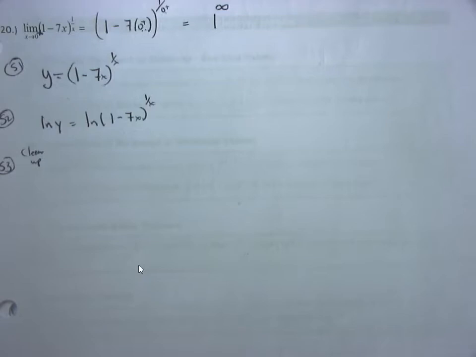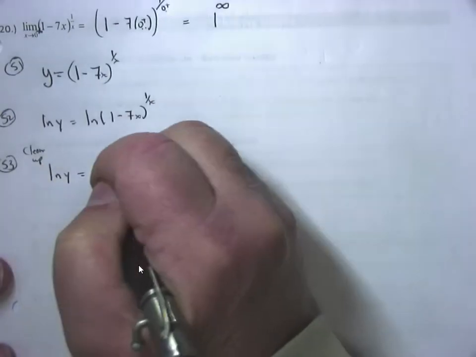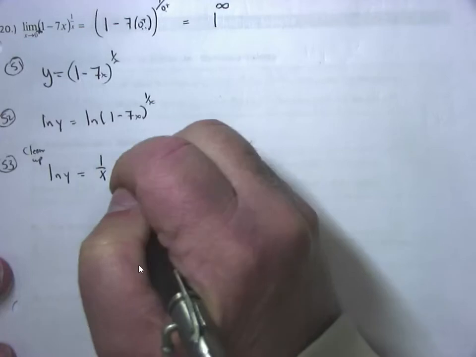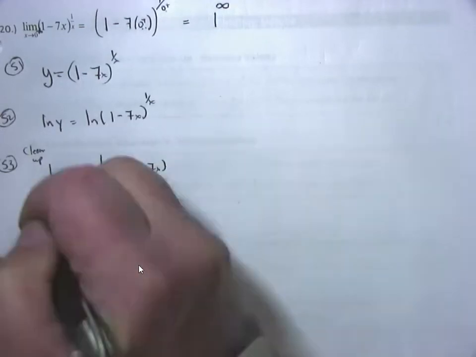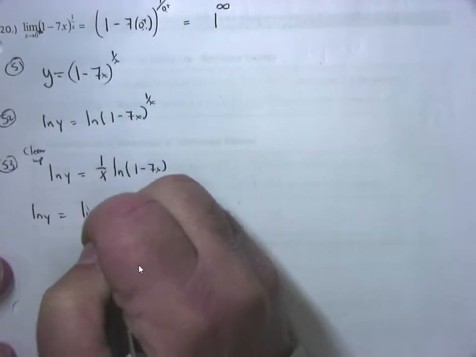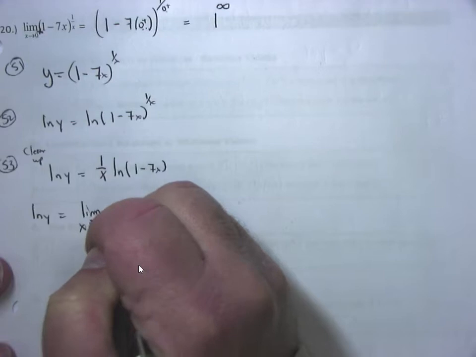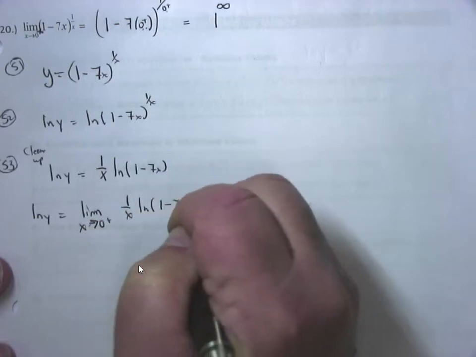Where do exponents get to go when you've got logs out front? So you end up getting the natural log of y equals 1 over x times the natural log of 1 minus 7x. So rewrite that, and put your limit back in there. The natural log of y equals the limit as x approaches 0 on the plus side of 1 over x times the natural log of 1 minus 7x.